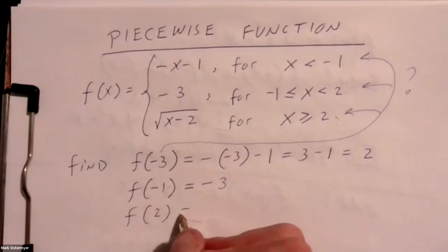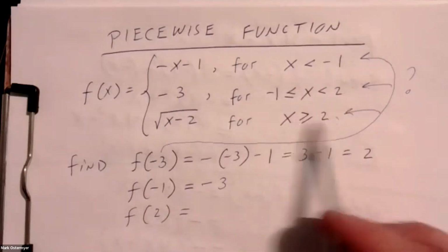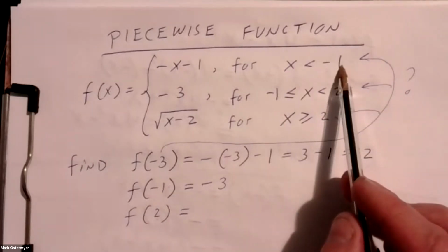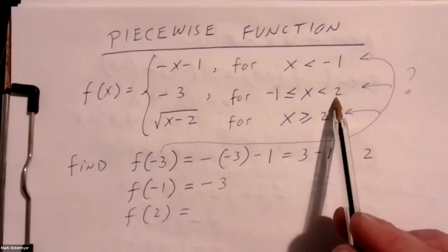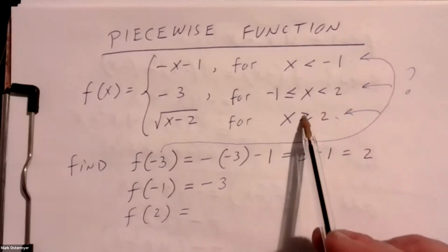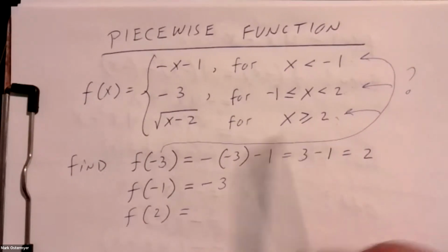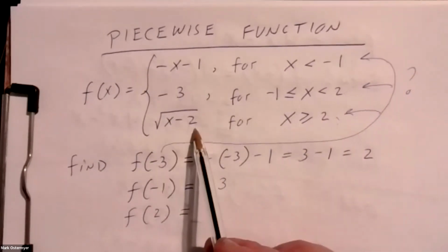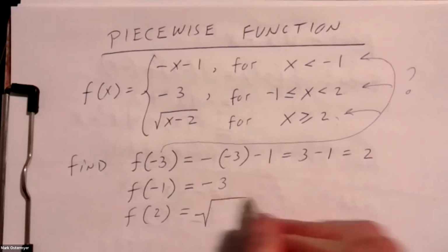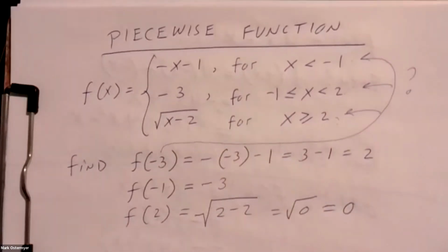Let's try another one. Let's evaluate this function at 2. In what interval is 2 found? First, second, or third? Is 2 less than -1? No. Is 2 between -1 and 2? No. Is 2 greater than or equal to itself? Yes, 2 is equal to itself. So 2 is found in this last interval, meaning we must use the last definition to compute the output value of this piecewise function. Therefore, f of 2 is going to be the square root of 2 minus 2, which is the square root of 0, or 0. Okay.